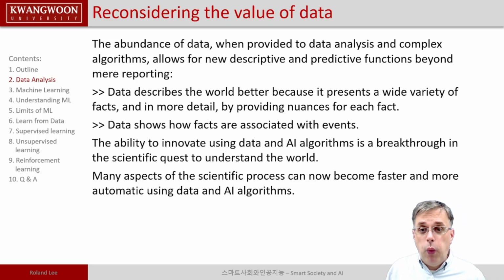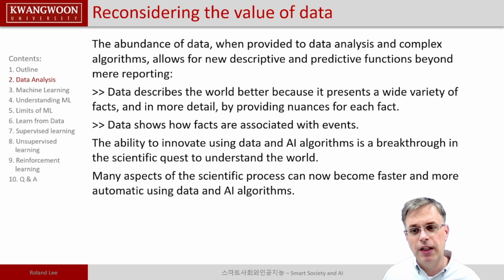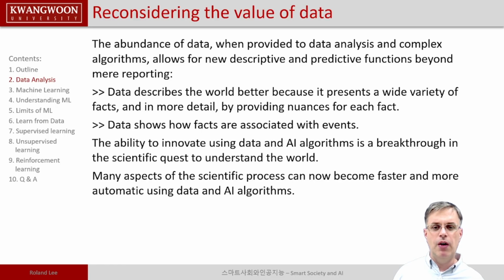So data describes the world better because it presents a wide variety of facts and in more detail by providing nuances for each fact. And data shows how facts are associated with events. Given enough data to dig out the underlying general rules, you can predict how the world will change or transform over time. Large amounts of scientific data can allow scientists to approach problems without hypotheses.